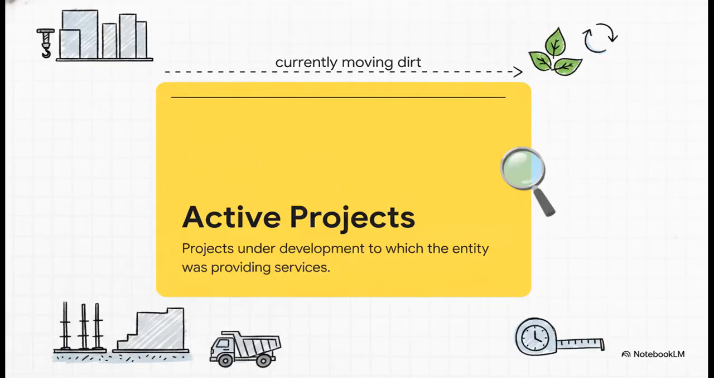First up, we have active projects. According to the standard, this gives us the scale of everything currently moving dirt or actively on the drawing board. It's defined as buildings and infrastructure projects under development to which the entity was providing services at the close of the reporting period. So that includes both the design and construction stages. But, and this is key, it excludes any projects that were already commissioned during that period. Basically, this is our snapshot of present ongoing scale.